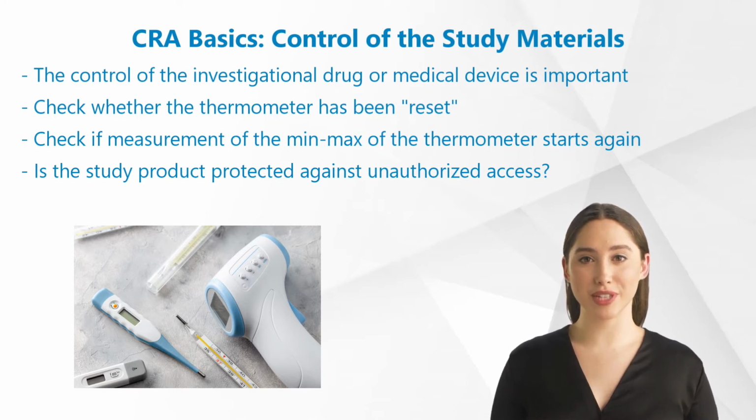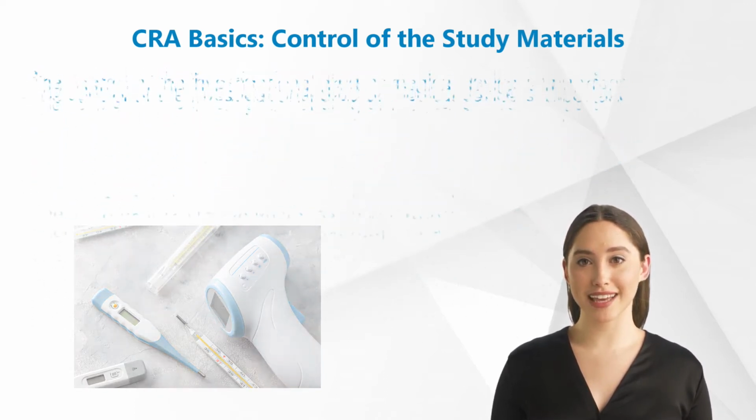If the temperature is documented, check whether the thermometer has been reset after the temperature has been documented, and also whether the measurement of the minimum-maximum thermometer starts again, or does the old minimum and maximum temperature remain stored? Is the study product protected against unauthorized access? Or are there possible unauthorized persons having access?